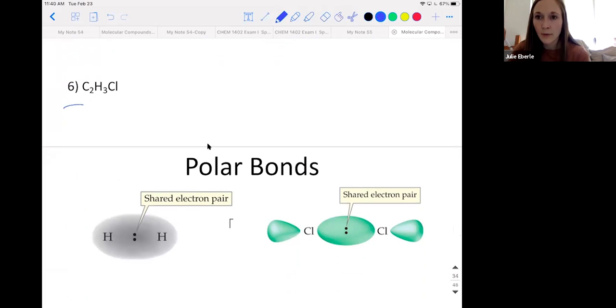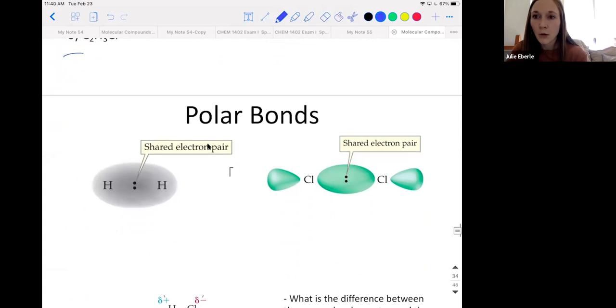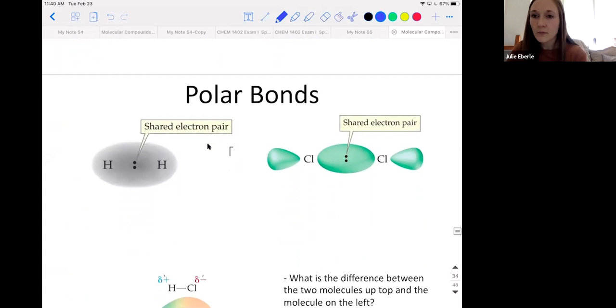Lewis structures were a big topic from chapter 4. Geometry is a big topic. Now we're going to talk about the next big topic, and the next big topic is polarity, polar bonds and polar molecules. We're going to start with individual bonds, understanding how they can be polar, okay?